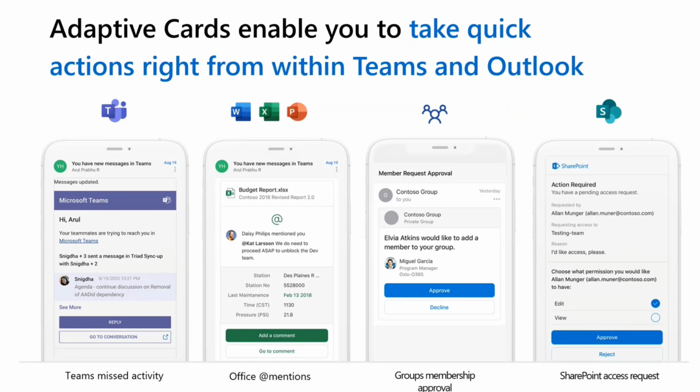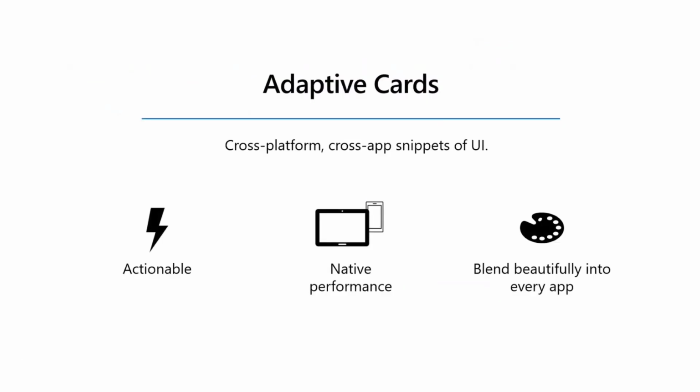Similarly, every time you approve someone to be a part of a group or approve an access request for a shared doc, you again are leveraging adaptive cards. Adaptive cards essentially are cross-platform and cross-app snippets of UI that make your content actionable, give a native performance across devices, and blend beautifully into every app to give a delightful user experience. And while I can go on and on about what's the best for adaptive cards, for today's discussion, let me introduce you to universal actions.